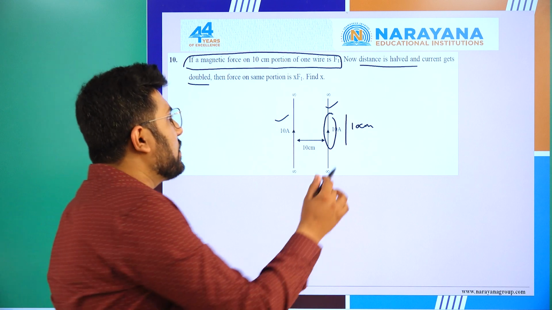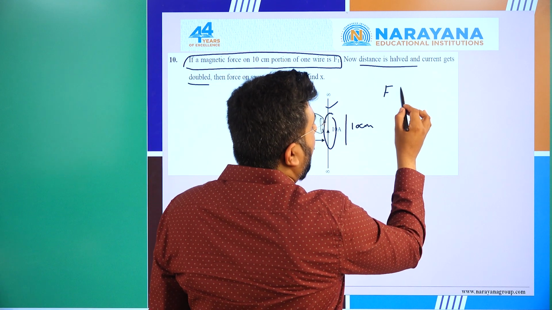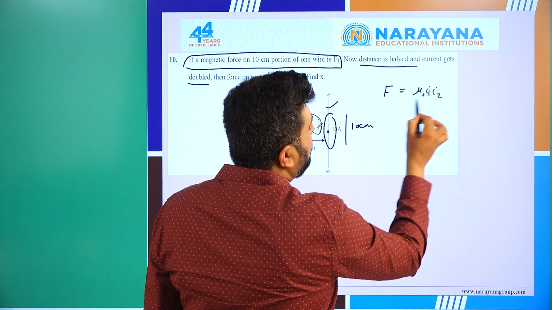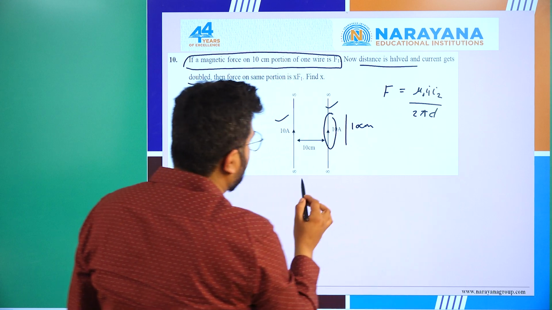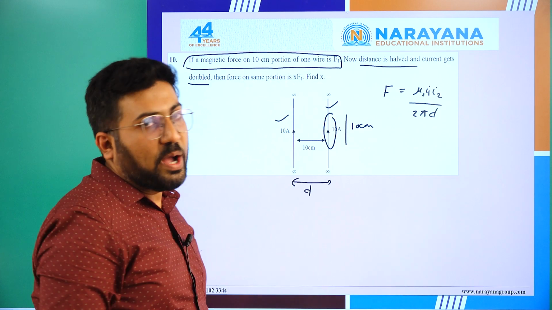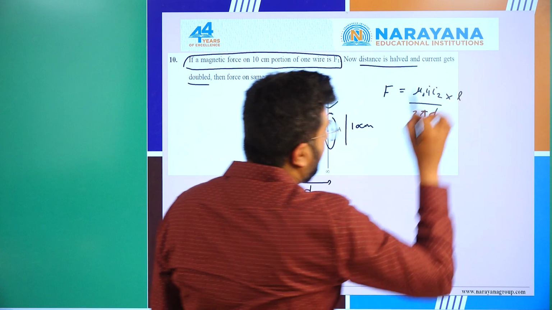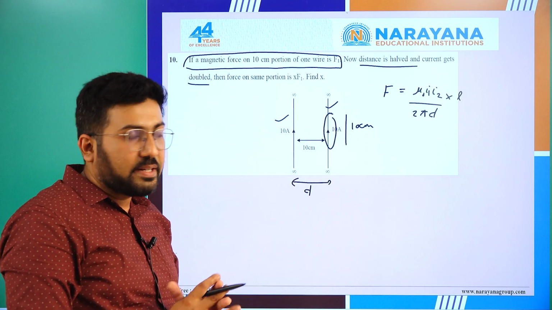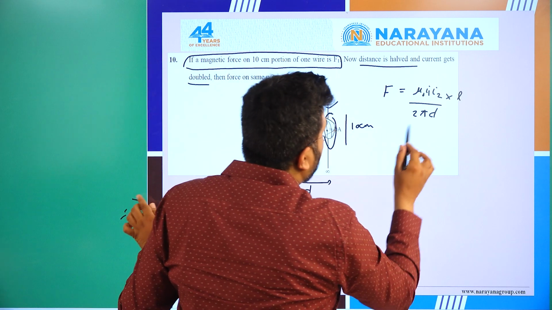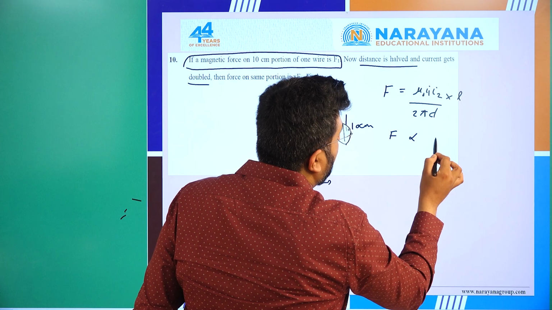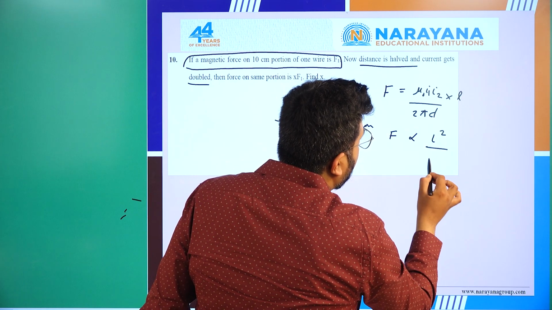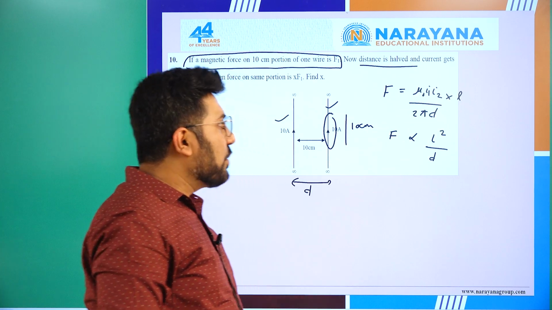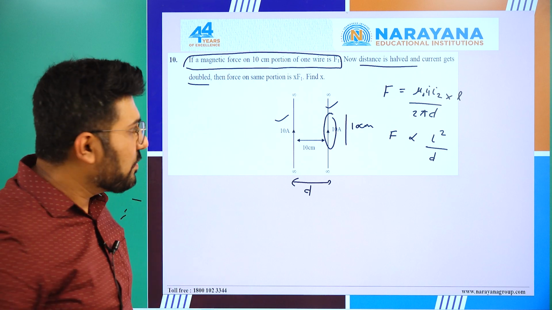Okay, so you know the force formula between two infinite wires: mu naught I1 I2 by 2 pi d, where d is the separation between the two wires, into the length of the segment. So this is the force on one of the segments. Now I can say from here that the force is directly proportional to I square by d, because both have the same current, so I can just write I1 I2 as I square. So force is proportional to I square by d.